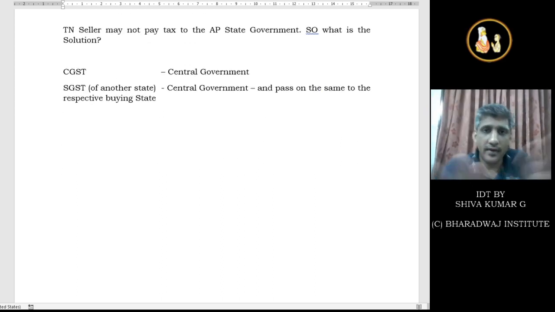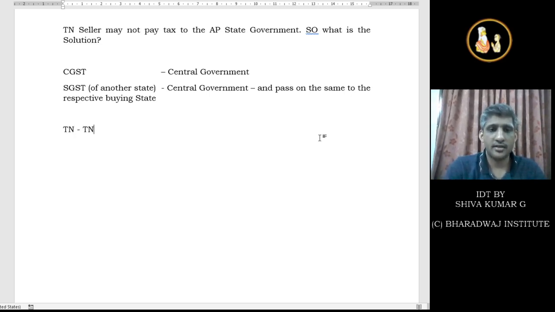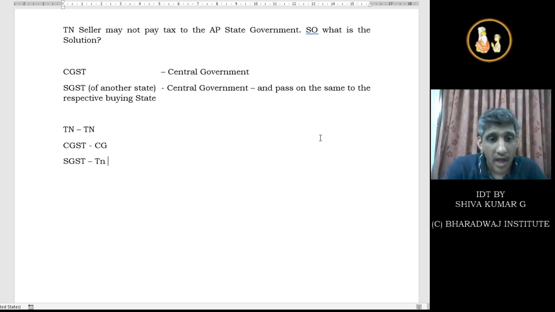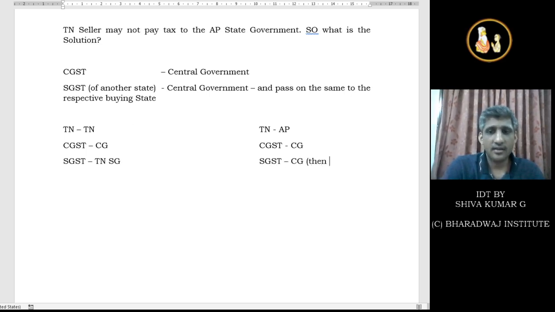Now imagine this. Now we have understood this. The central government will collect the tax on behalf of the Andhra government. The SGST portion will be collected and paid to the government. Now, in a Tamil Nadu to Tamil Nadu transaction, yes, there will be a bill with CGST and SGST. CGST has to go to the central government. SGST has to go to the Tamil Nadu state government. Correct? Whereas if we come to the Tamil Nadu to Andhra transaction, CGST will go to the central government. SGST will also go to the central government. Then from there to the Andhra government. Correct?